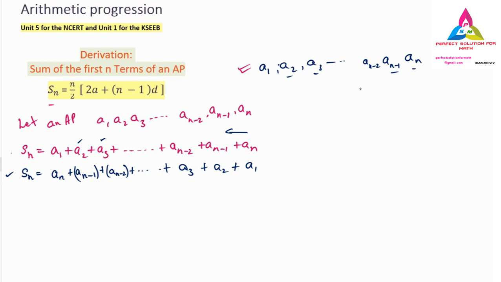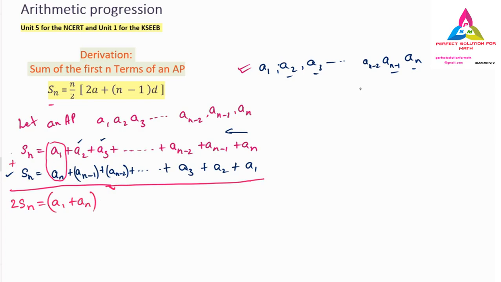The next step is simple. Again, what you have to do, we have to add this. What I have done in the example part, the same thing we have to continue. We have to add. So S_n plus S_n is nothing but 2 times S_n. Now, very importantly, the first, a1 plus a_n. These are not numbers, so we have to write them as they are. a1 plus a_n.